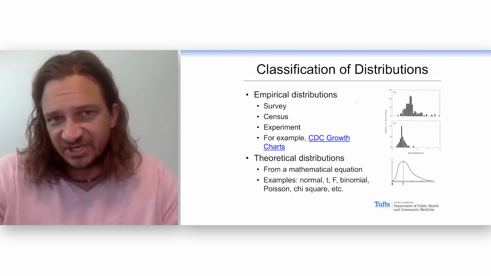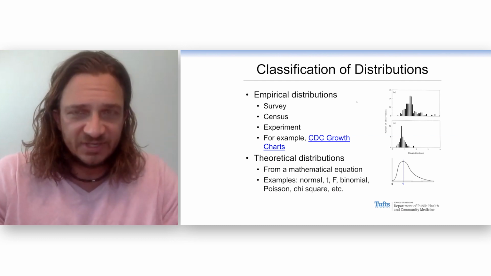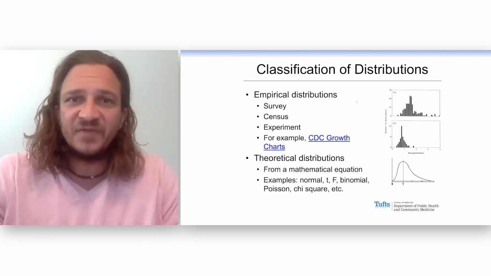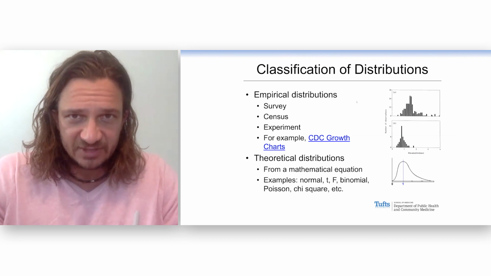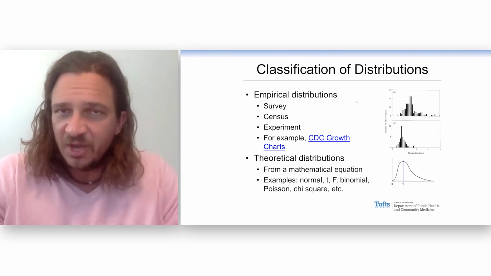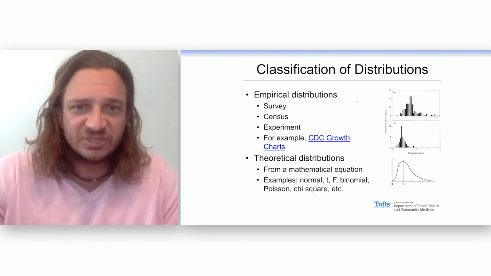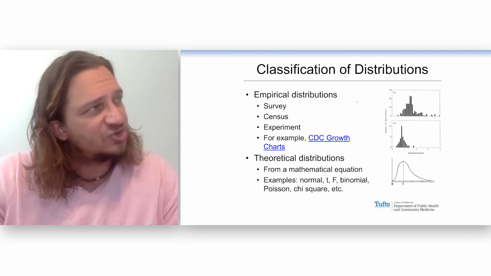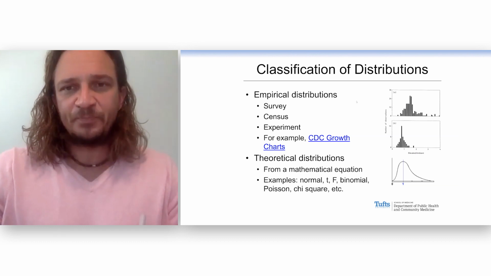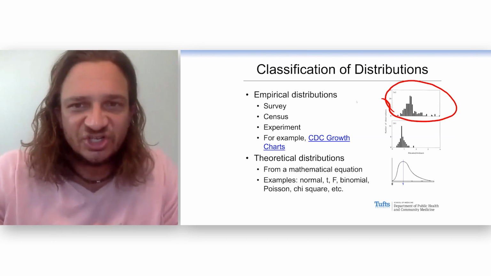Remember, a distribution simply shows the spread of the population or the sample that you have, or it can also be the idea of what's the probability of getting people who are within certain values. Empirical distributions are things that we go out and measure. We might take a survey of people. We might have a census of income, for example. We might do an experiment. Or you might have a distribution of, say, the CDC growth chart, which shows kids and how fast they grow.